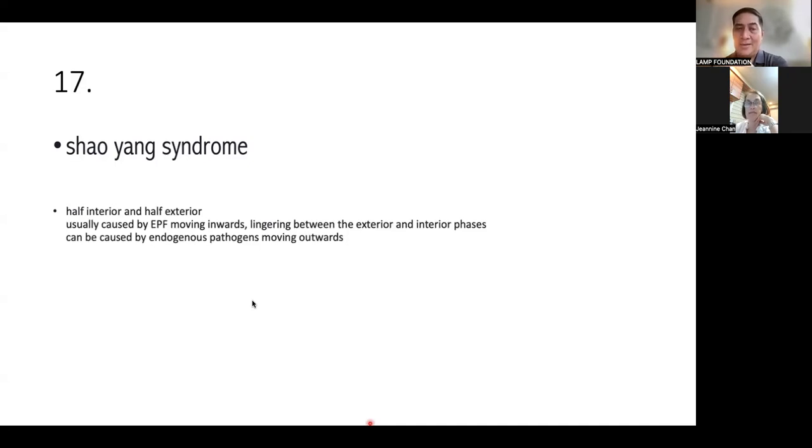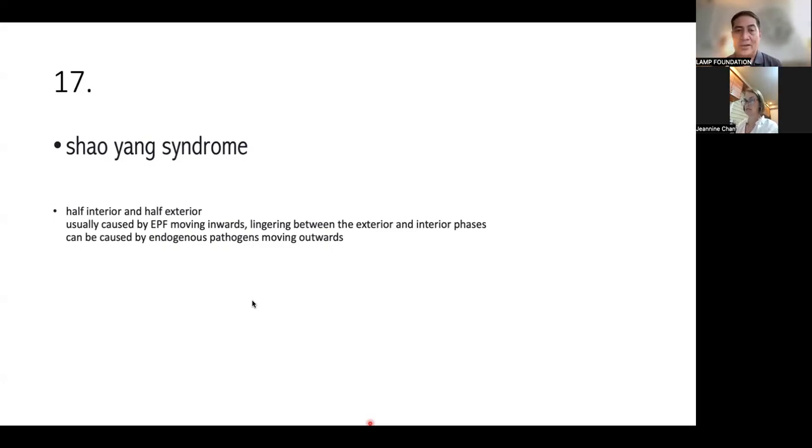So it's like something went wrong. Consider the hinge of the door. The one is going out. It's usually caused by an external pathogenic factor moving inwards and now lingering between the exterior and interior phases. It can also be caused by endogenous pathogens moving outward. So it's like they are in limbo, between the interior and exterior.